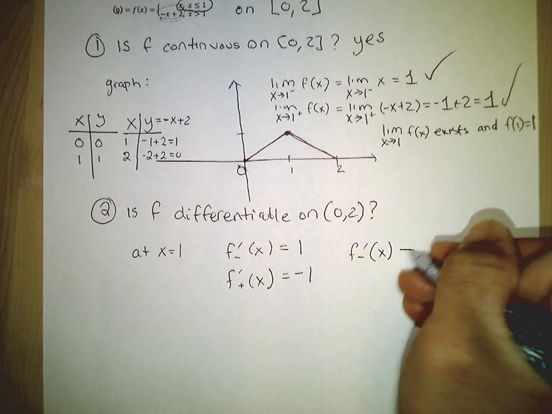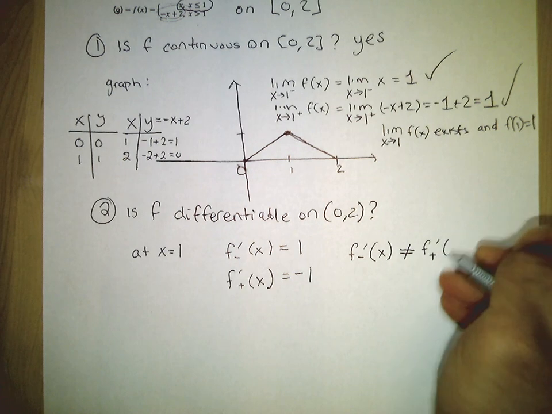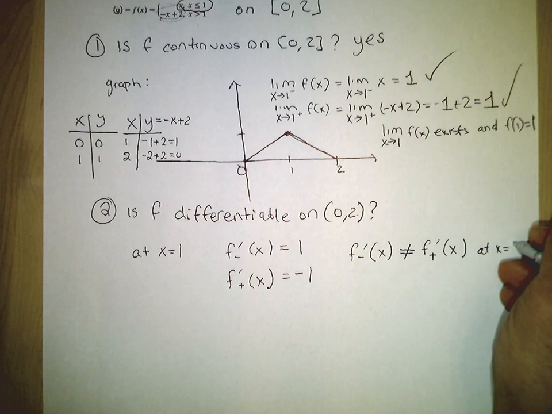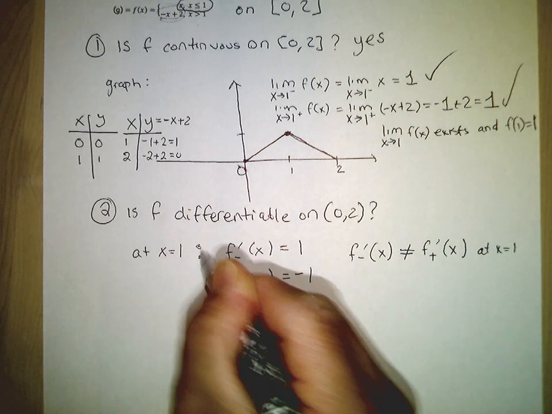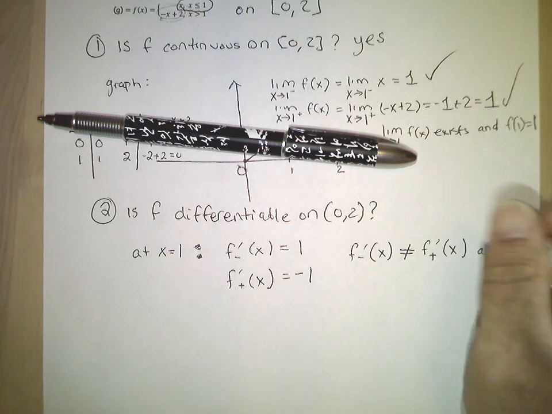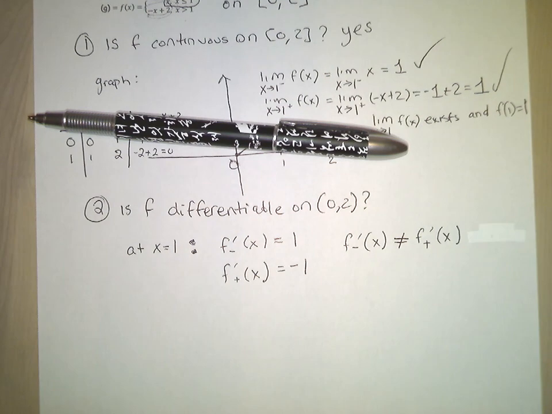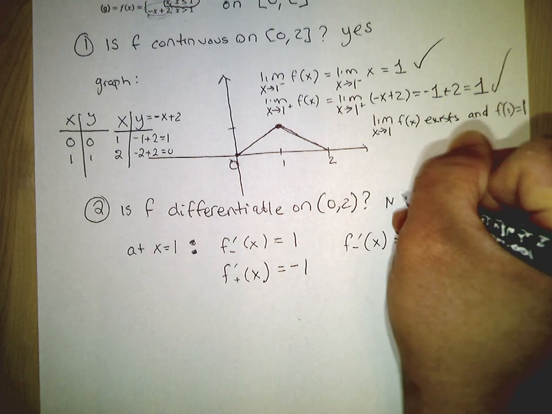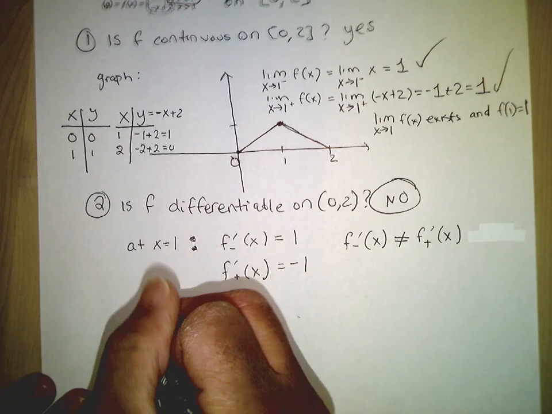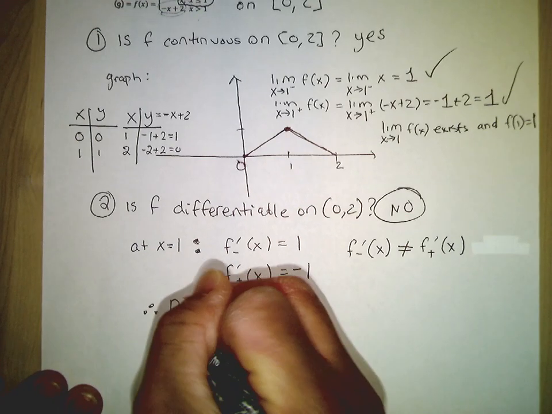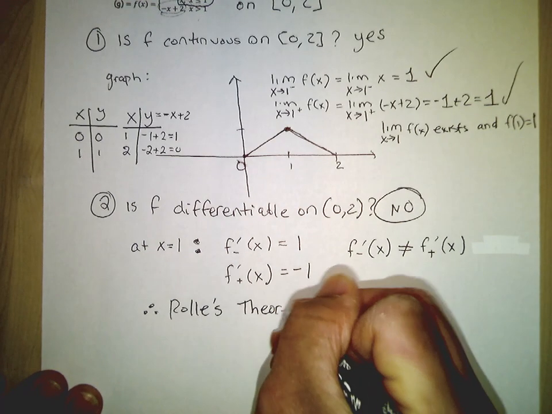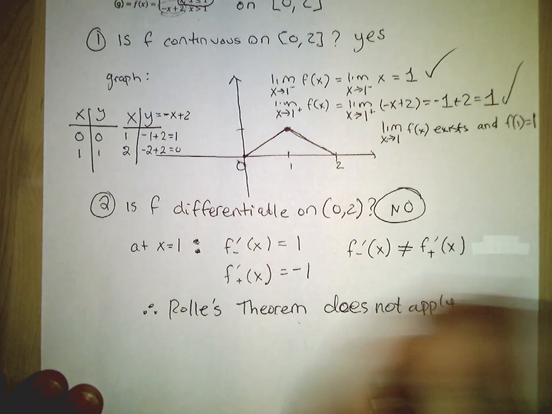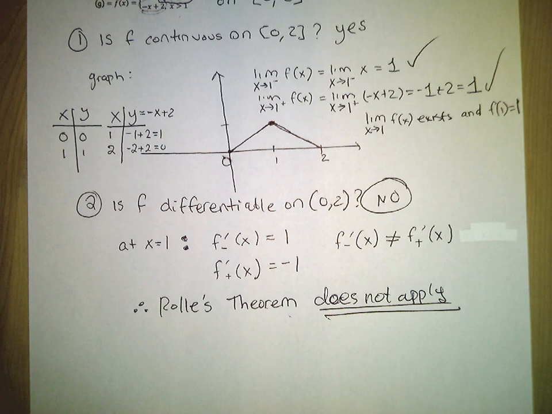So therefore, the left and right hand derivatives at x equals 1. All right, so again, this is all for x equals 1 here. So therefore, this is no, because these are not the same. So therefore, Rolle's theorem does not apply. What a time to be alive.